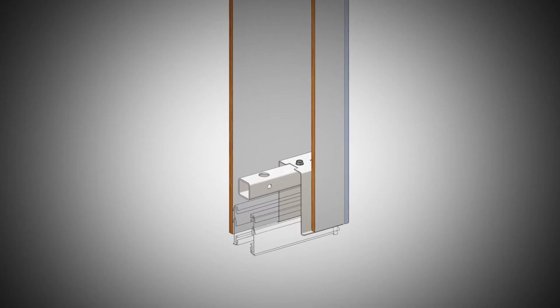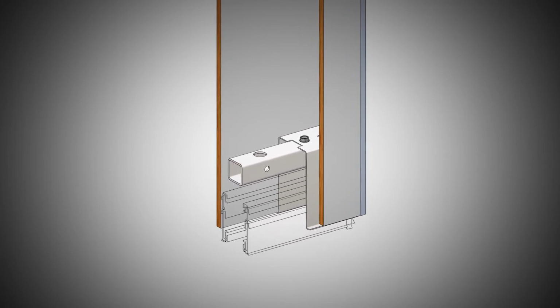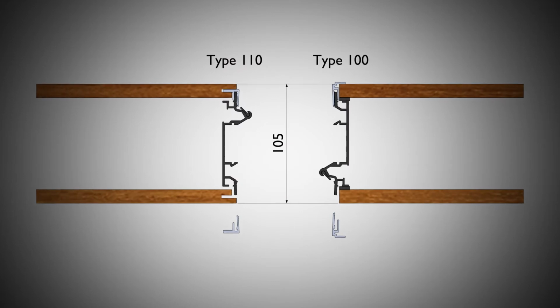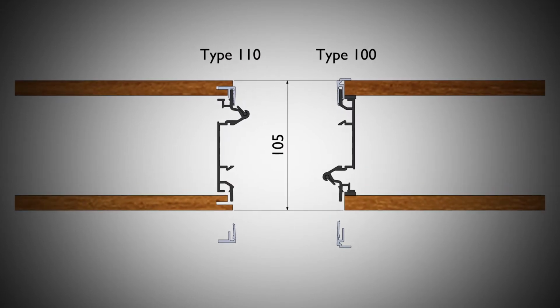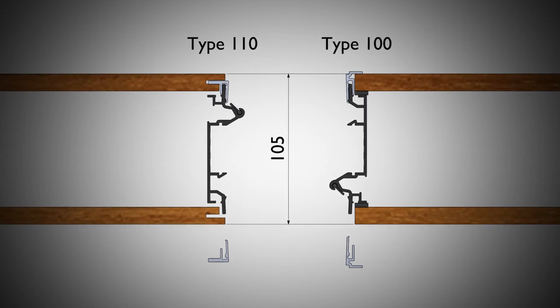The boards are fixed by vertical click profiles and hung on the lower steel tube. Both type 100 and 110 have the same panel thickness. Only the vertical click profile is specific for each type.